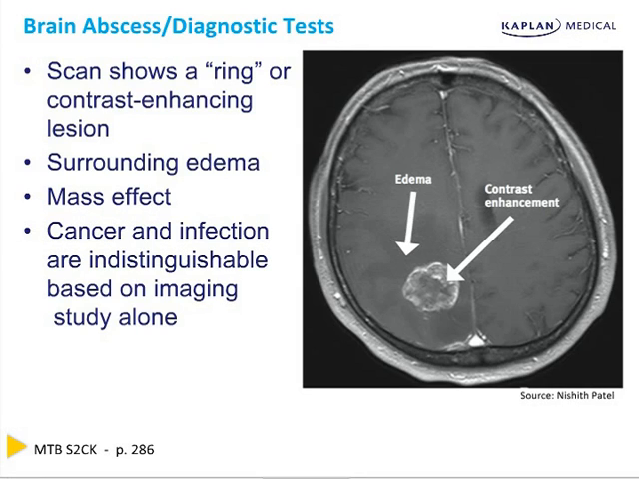Now, you may be the only person on your rotation tomorrow. If you're on a rotation, you hear this, and they want to just treat someone empirically with intravenous antibiotics for 6 weeks, with the exception of HIV, where it might be toxoplasmosis, if the person's HIV negative, you must tell them to biopsy.